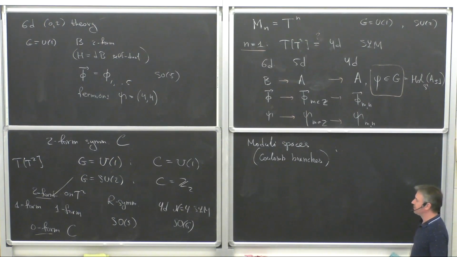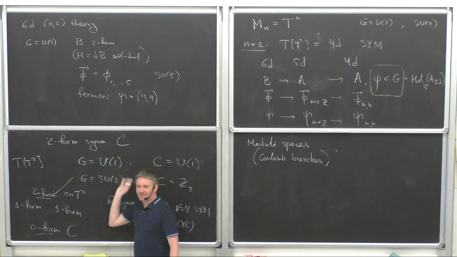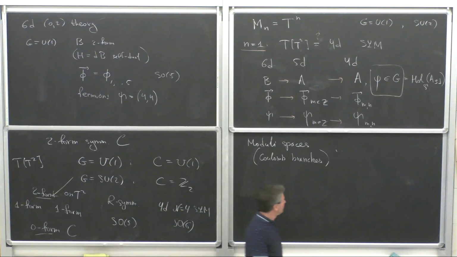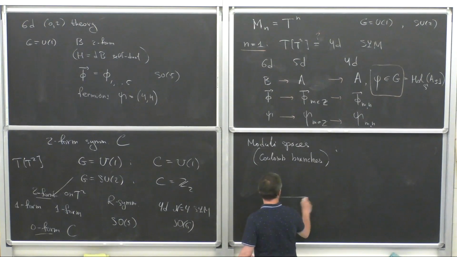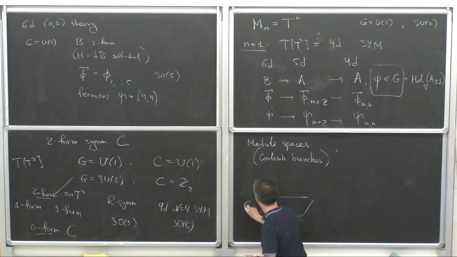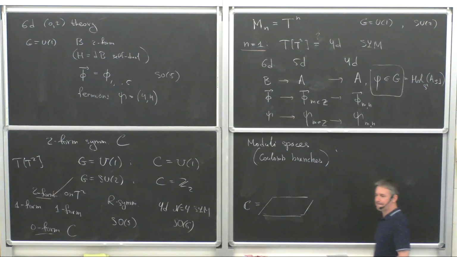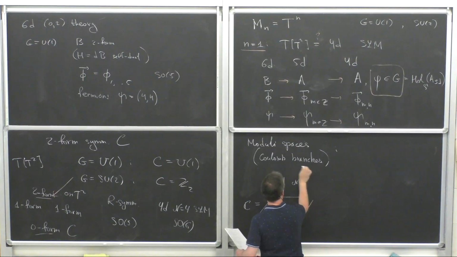So the Coulomb branch of U(1) four-dimensional super Yang-Mills is just this. It's what people call the U-plane. I mean, it's a complex plane. It's basically a copy of C. Okay. So this is 4D super Yang-Mills.